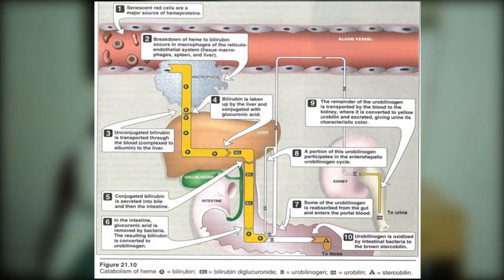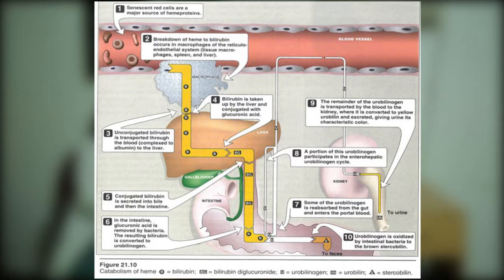Then further conjugated bilirubin is secreted into bile and then into the intestine. In the intestine, the glucuronic acid is removed by bacteria. The resulting bilirubin is converted to urobilinogen. Then some of the urobilinogen is reabsorbed from the gut and enters the portal circulation, and a portion of this urobilinogen participates in the enterohepatic urobilinogen cycle.